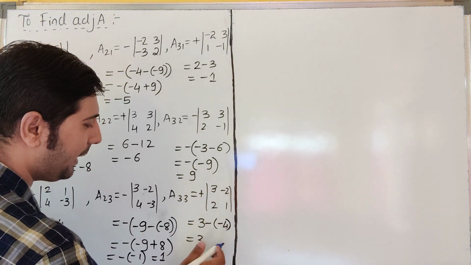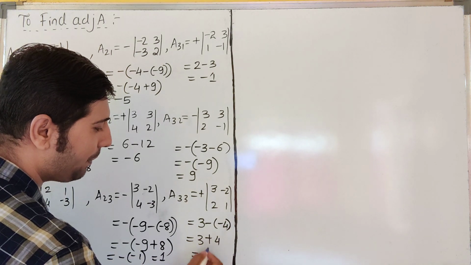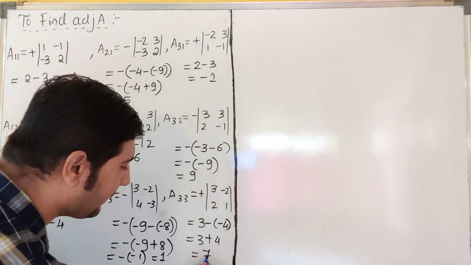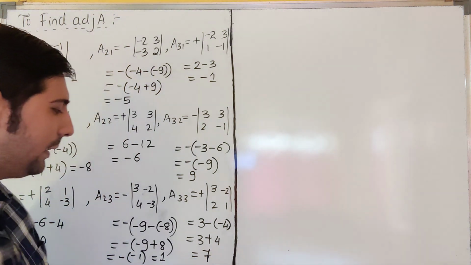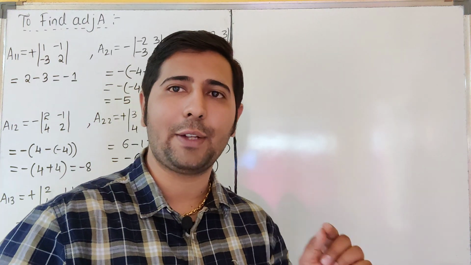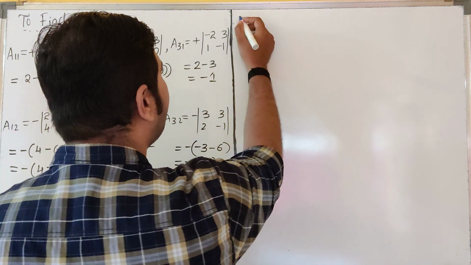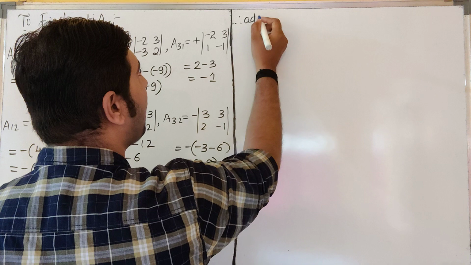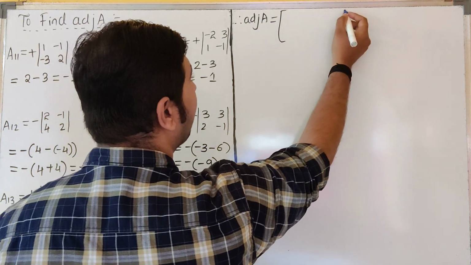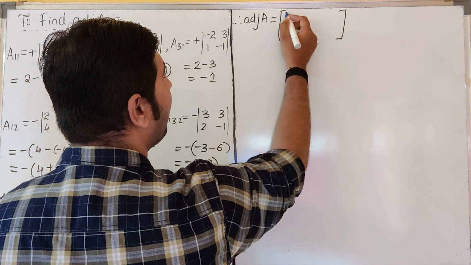So minus into minus plus, 3 plus 4 is how much? 7, dear students. 7, this is 7, don't get confused. This is 7. Clear? So now adjoint of A. Therefore, adjoint of A, adjacent not, adjoint of A. See here, adjoint of A is like this.